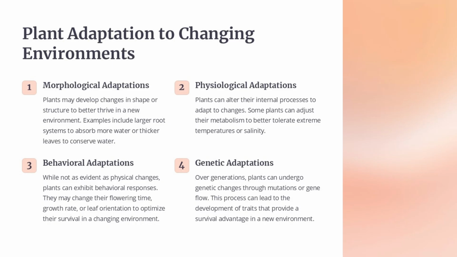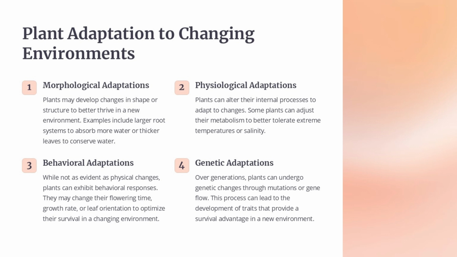Plants have developed various adaptations to help them thrive in changing environments. Morphological adaptations involve changes in the plant's physical structure, like larger root systems or thicker leaves. Physiological adaptations allow plants to adjust their internal processes, like metabolism, to better tolerate extreme conditions.